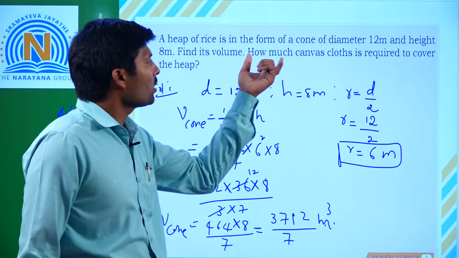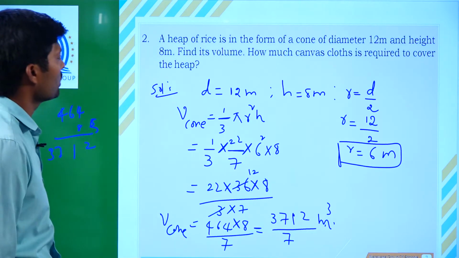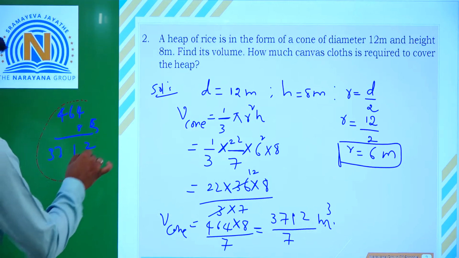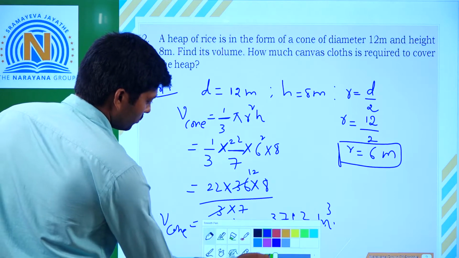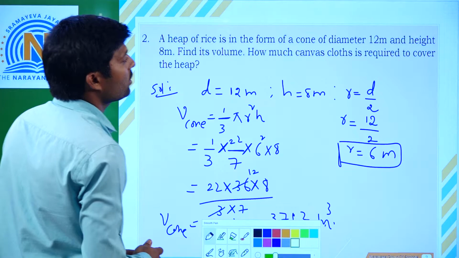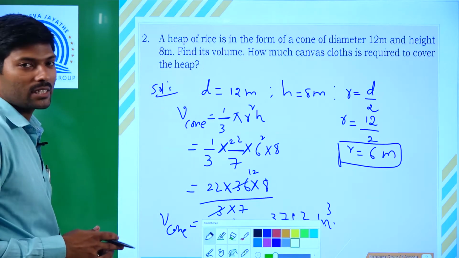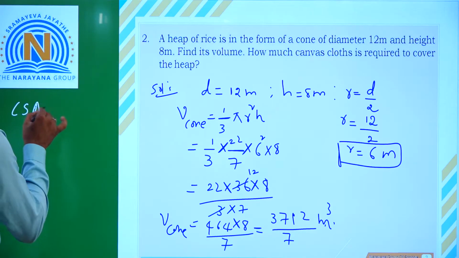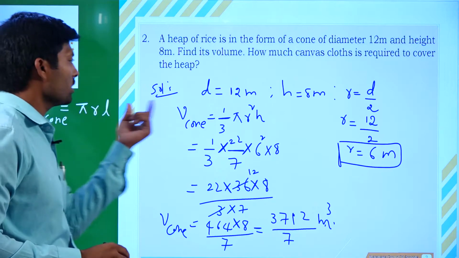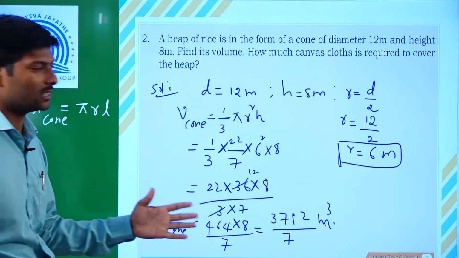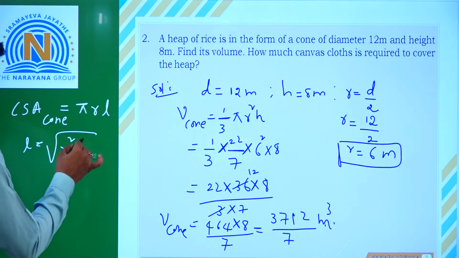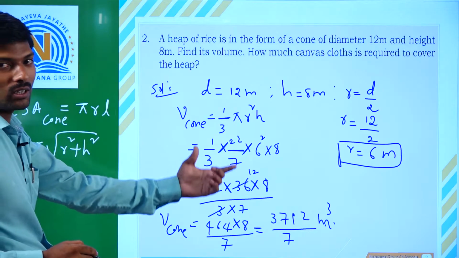Now we need to find how much canvas cloth is required to cover the heap. In order to find that, we need to find the CSA, that is the curved surface area of the cone. Curved surface area of cone is equal to pi r L. We know the radius of the cone. What is L? L is the slant height. The slant height can be taken as the square root of r square plus h square, where h is the original height of the cone.